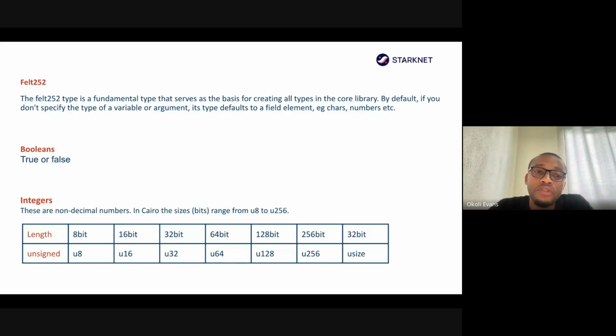It doesn't mean that if you write a number like 2 plus 2 and you don't specify the type, it will not still amount to 4. It will. But if you mistakenly add a quotation mark, because felt uses one quotation mark, then you also have byte array, which is a compound type. We are still going to see all these things. So you have boolean, which is true or false. Then integers, which are non-decimal.